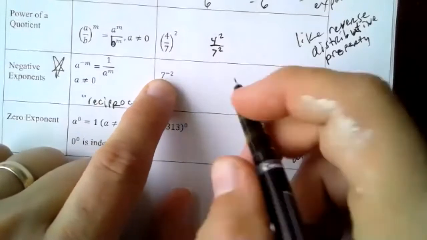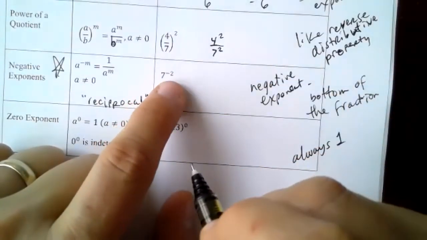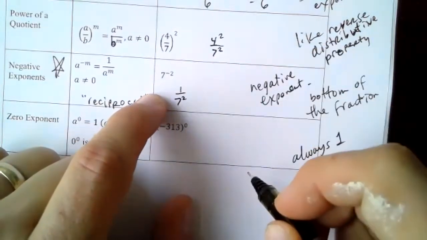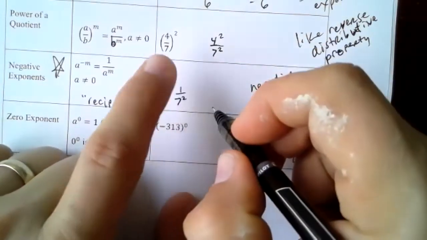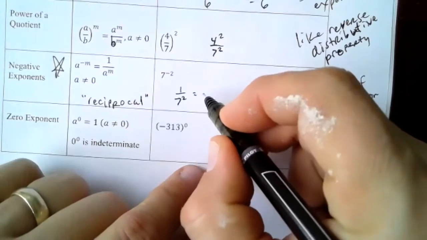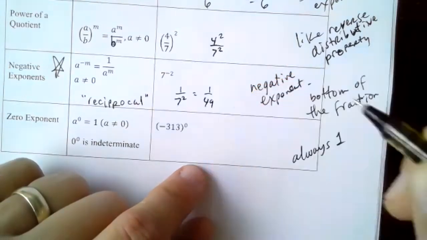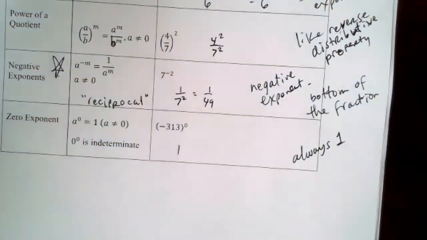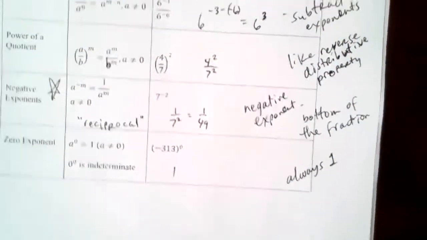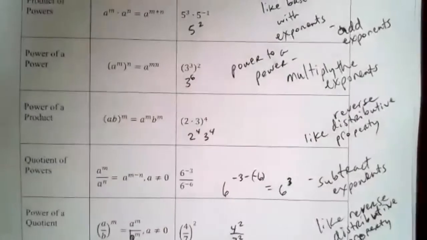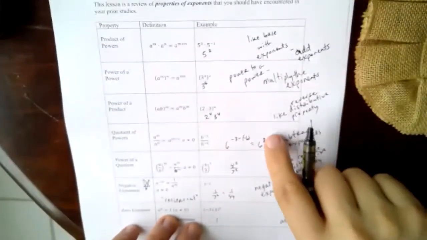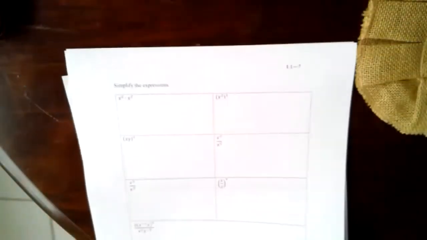And then down here, we've got 7 to the -2 power, which is going to be, remember, a reciprocal. So it's going to be 1 over 7 squared because of the negative exponent. When I rewrite that, it's 1 over 49. And then down here, don't even think about it. The answer is 1. If I've gone too fast for you, I'll come back to this at the end, or I'll keep coming back to the sheet.